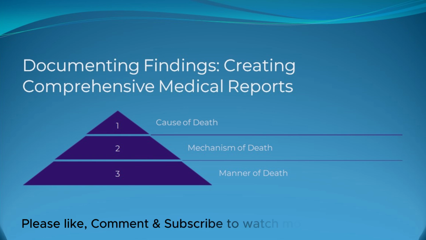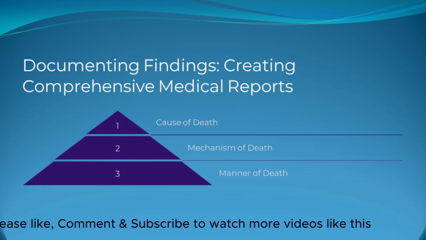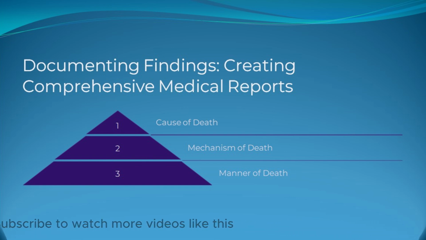The manner of death categorizes the circumstances under which the cause occurred. It answers, was the death natural, accidental, intentional, or unexplained? Categories: natural, resulting purely from disease or aging, for example, Alzheimer's, heart disease. Accident, unintentional injury, for example, car crash, overdose without intent to self-harm.